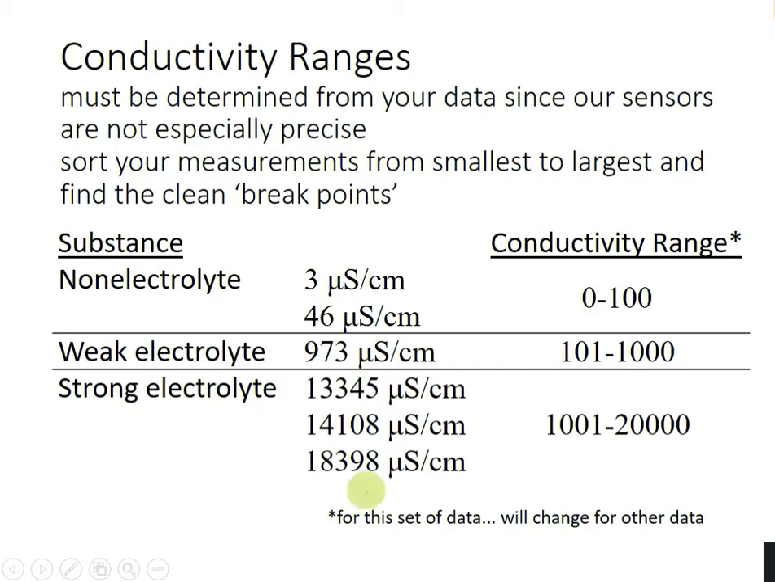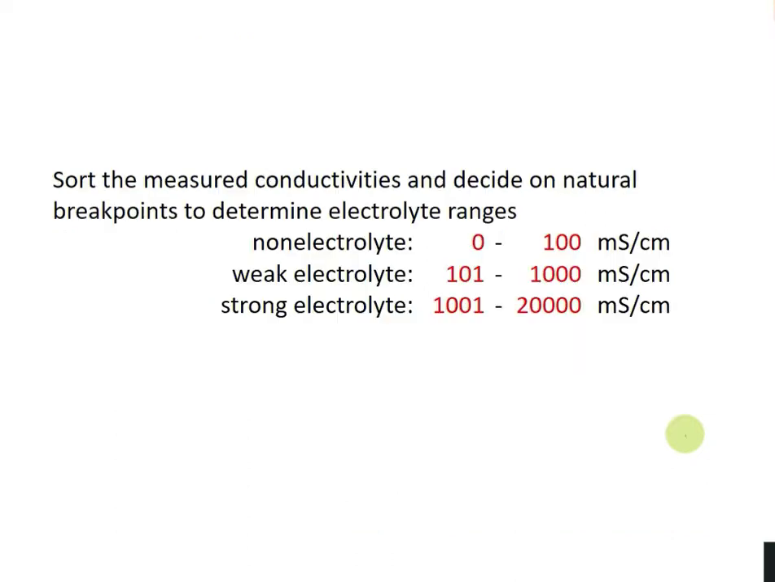So your task is to make this decision-making skill of sorting the data, then deciding where the conductivity ranges are going to cut off, and then assigning some numbers to be your conductivity range. In this case, when the question asked to sort the measured conductivities, I would have put 0 to 100, 101 to 1,000, and 1,001 to 20,000.